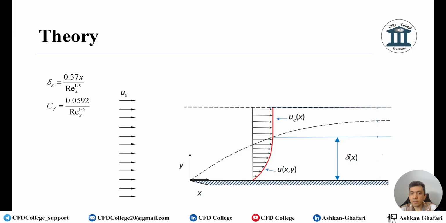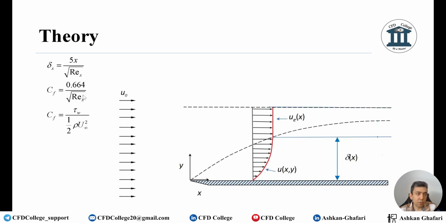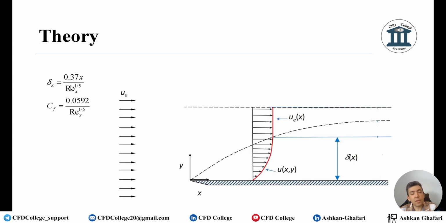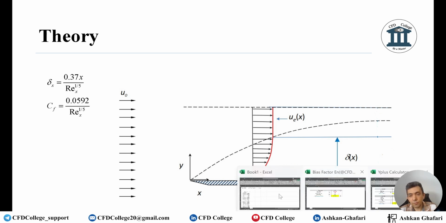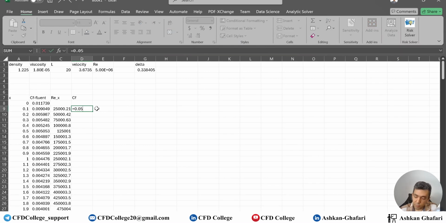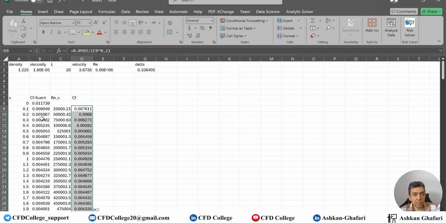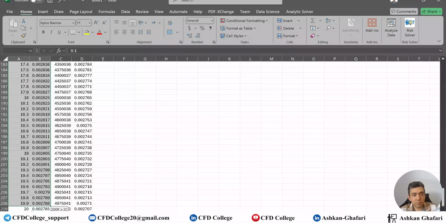And the formula in turbulent flow, as you can see, these formulas are different from what we have in laminar flow. So pay attention to that. 0.0592 divided by Reynolds number to the power 1 over 5, which is 0.2. And now we can compare these values. So let me draw them.